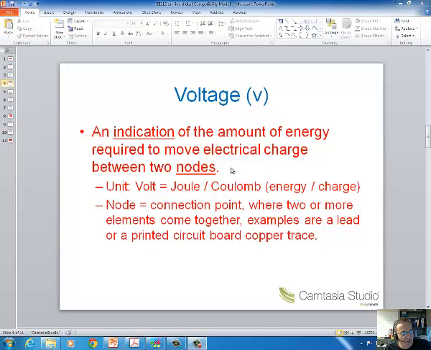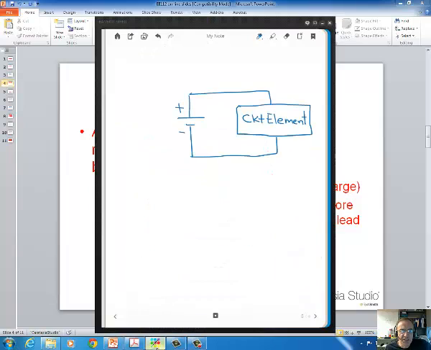Now, remember from previous discussion that we often think of current flowing in a circuit just like water flows in a hydraulic system. But we don't think of voltage as flowing. Voltage is analogous to pressure in a hydraulic system. So if we take a look at this diagram here, this is the circuit symbol for a DC voltage source like the 9-volt battery that I showed you in the previous lecture.